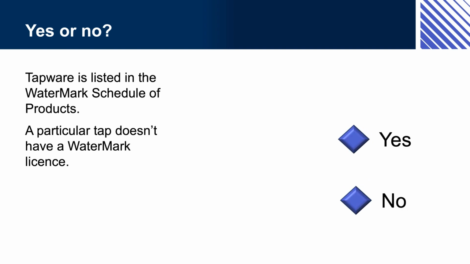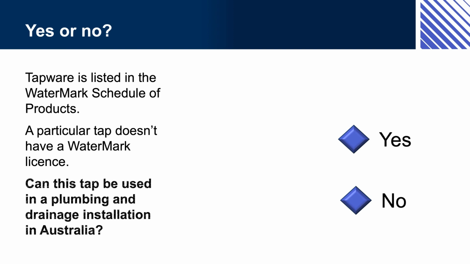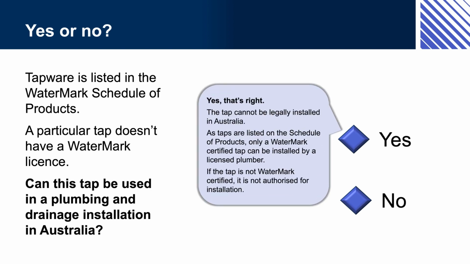Yes or no? Tapware is listed in the WaterMark schedule of products. A particular tap doesn't have a WaterMark license. Can this tap be used in a plumbing and drainage installation in Australia? If you answered yes, that's right. The tap can be sold legally in Australia. As taps are listed on the schedule of products, only a WaterMark certified tap can be installed by a licensed plumber. If the tap is not WaterMark certified, it is not authorised for installation.